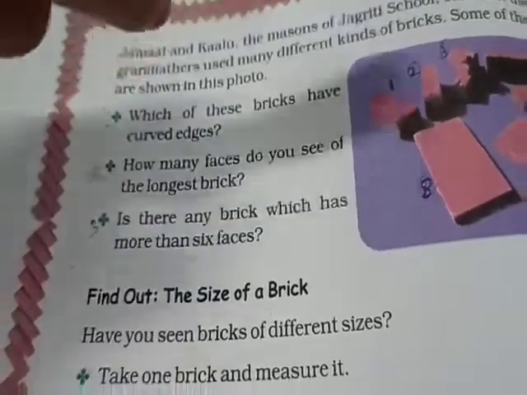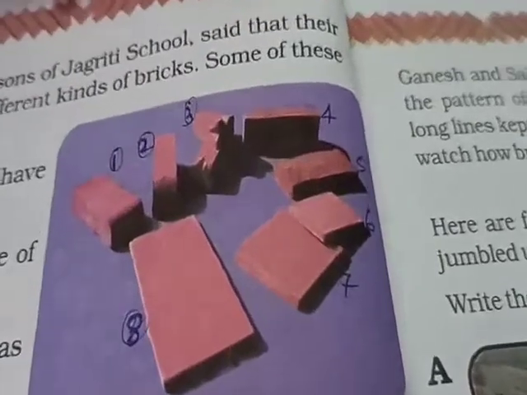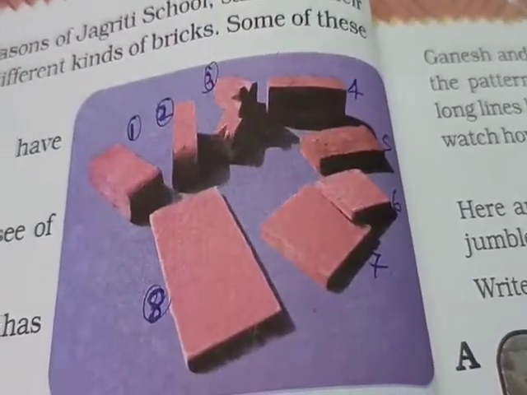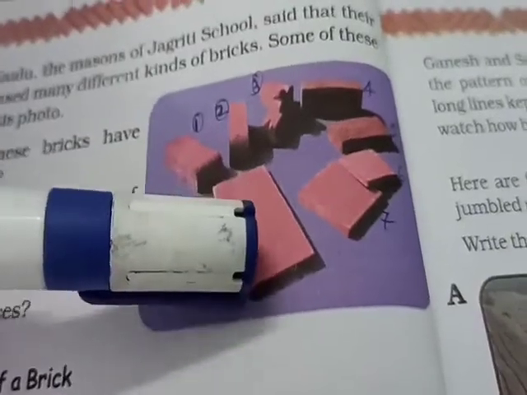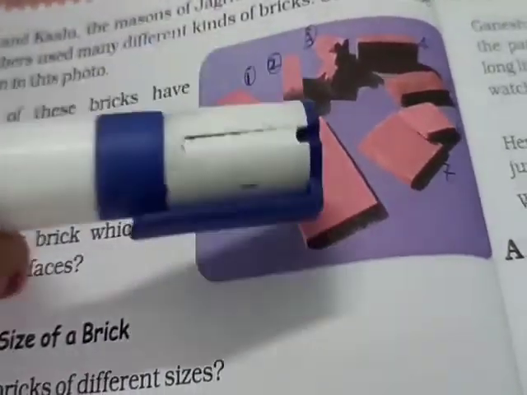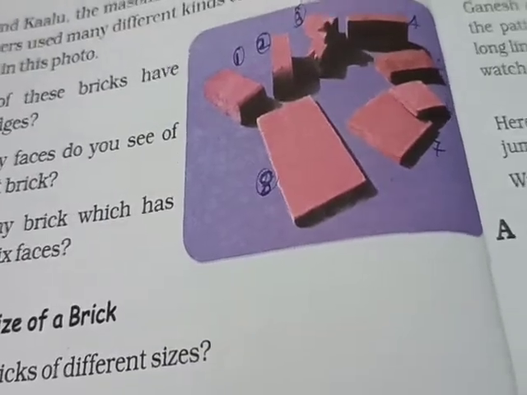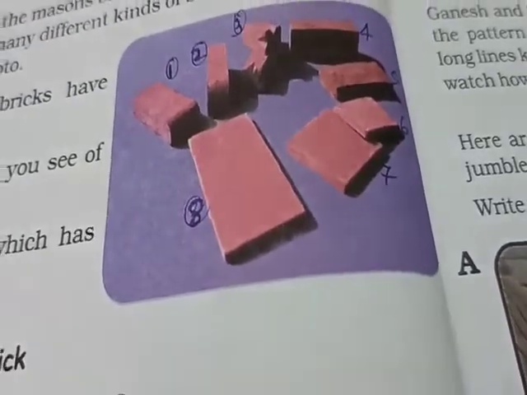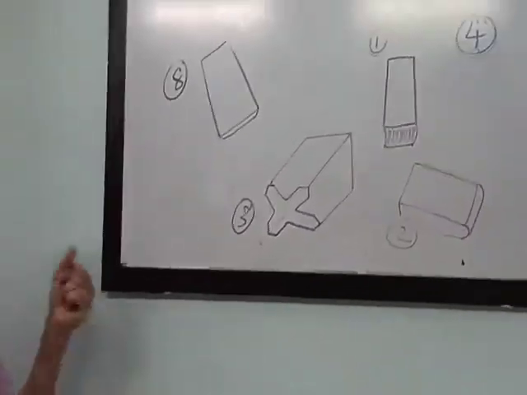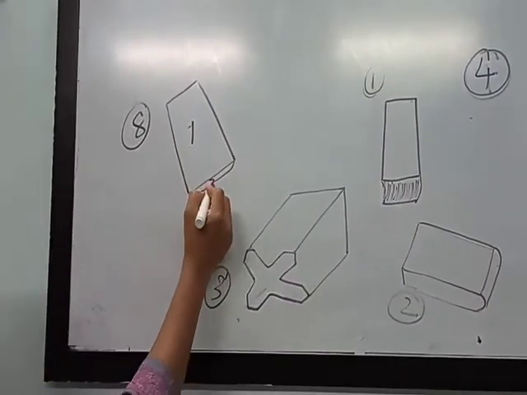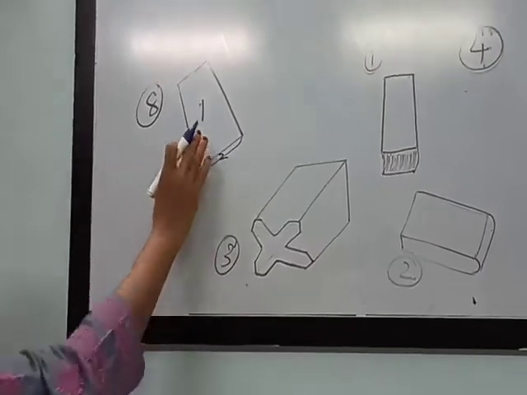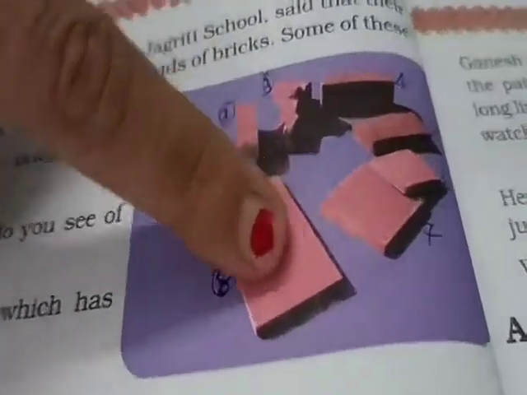See the second question now. How many faces do you see of the longest brick? Now observe these 8 bricks and tell me which one is the longest brick. Out of 8, which one is the longest brick? Right, this one. This one is the longest brick. Now in this longest brick, how many faces do you see? Look at the board I have drawn. How many faces? Yes, 1 and this one is 2. It's a thin brick with 2 faces visible in this picture. Right, in this picture we can see only 1 and 2 faces.